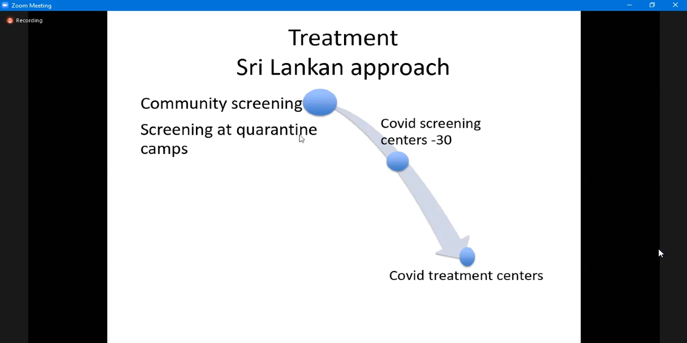So in countries where the COVID patient numbers are high, such as the US, UK, and other European countries, most of the patients with mild illness are managed as outpatients, whereas our patient load is not very high. So almost everybody has to get admitted to a COVID treatment center according to Sri Lankan guidelines. Then once we admit, what are we going to do? That is the discussion that I'm going to have.